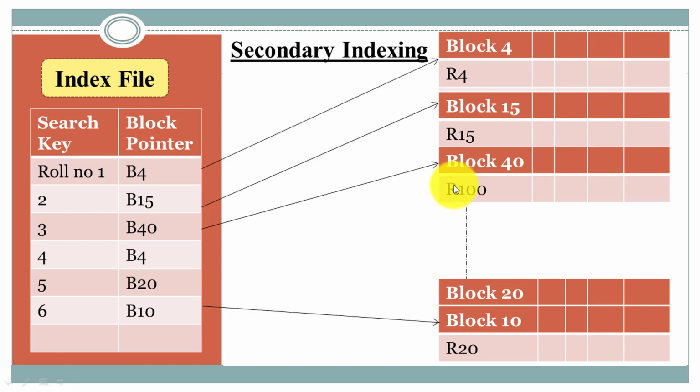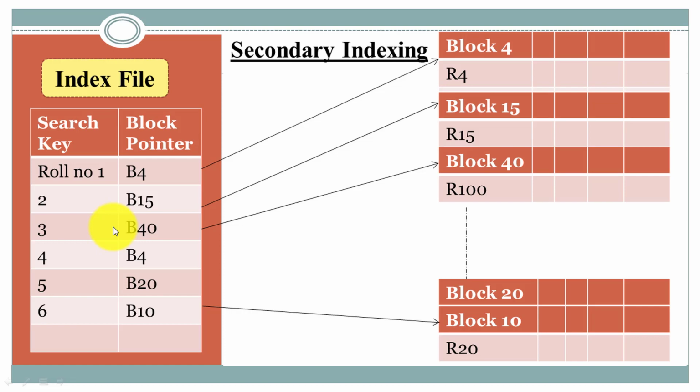So I have to enter each record from the main file, that is called dense indexing, and there is no option for sparse indexing. So sparse index we can apply for primary indexing only. So secondary index is done on an order key as well as a non-key attribute.